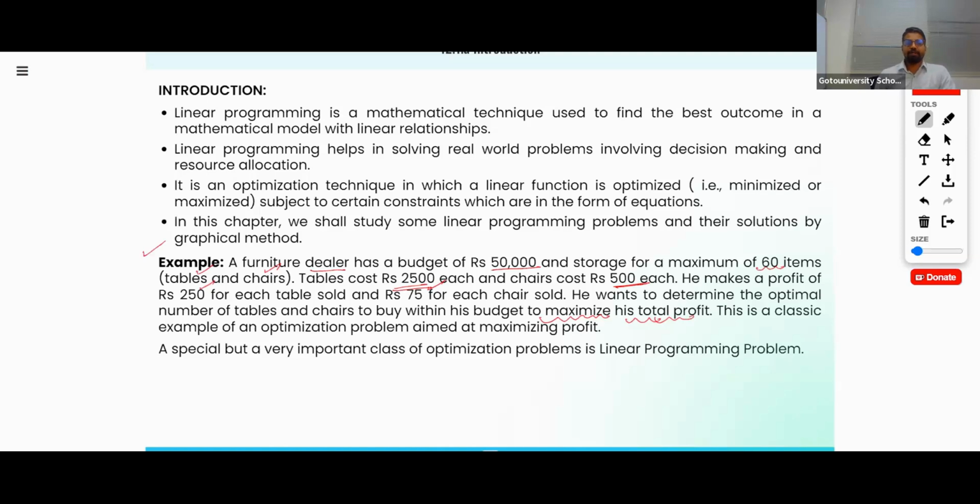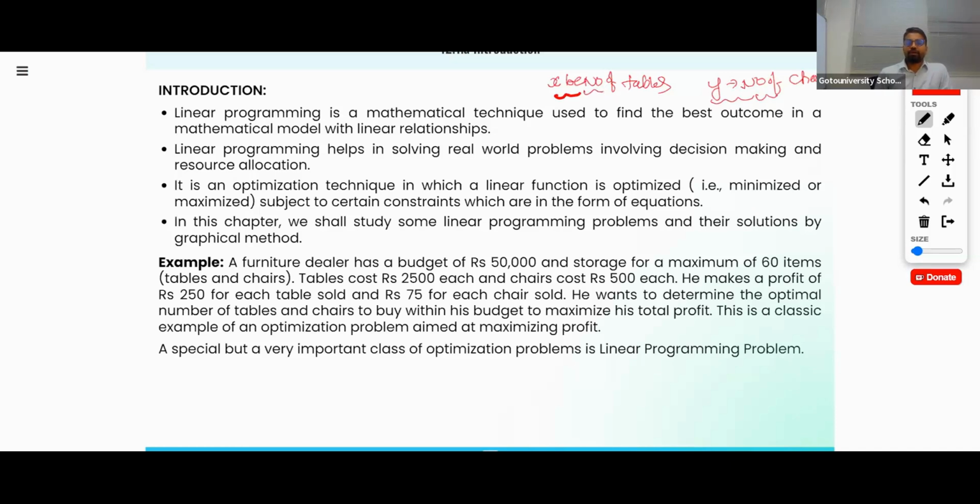So this is a classic example of an optimization problem aimed at maximizing the profit. I'll show you now how I can imagine this as a linear programming problem. Let us first establish the unknown variables. Let x be the number of tables we have to buy, and y be the number of chairs. These unknown variables have to be fixed, right? Because it's a linear one, we will have only two variables, in two dimensions, with degree one. So it's a linear program, right?